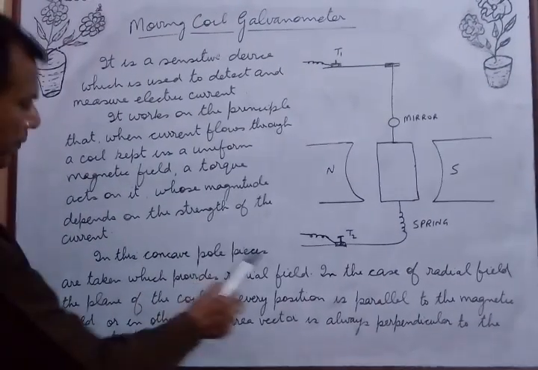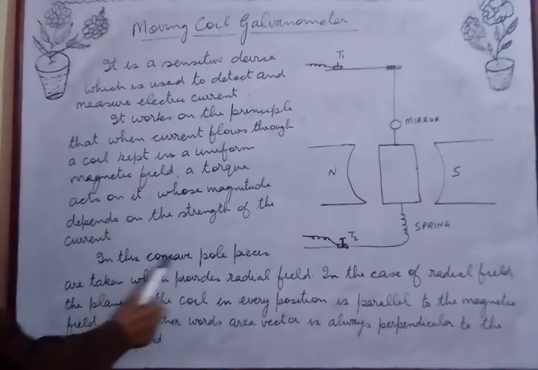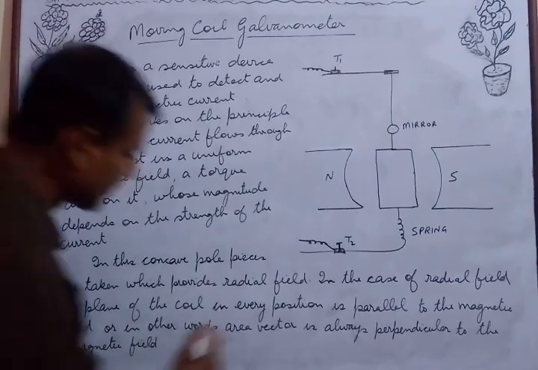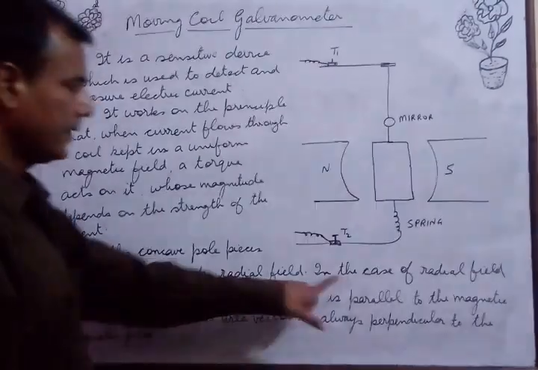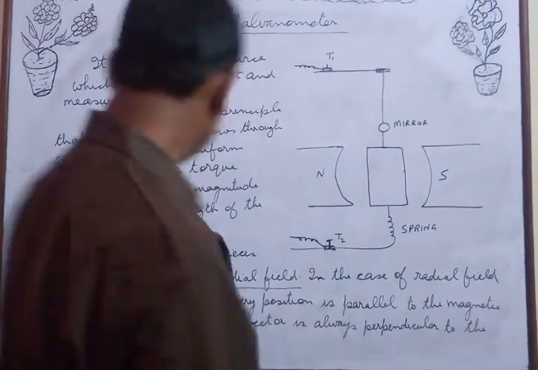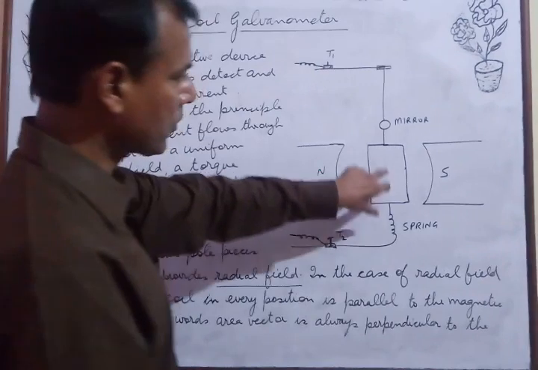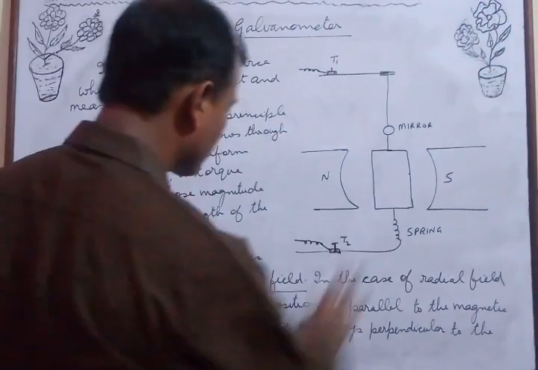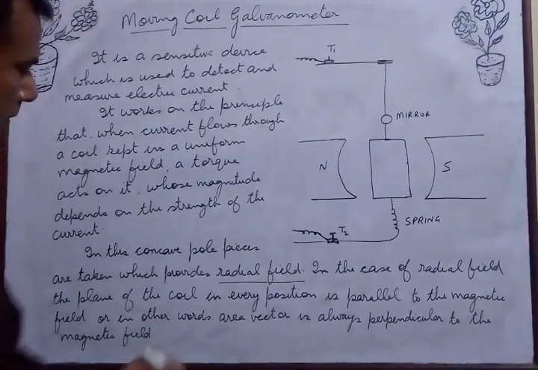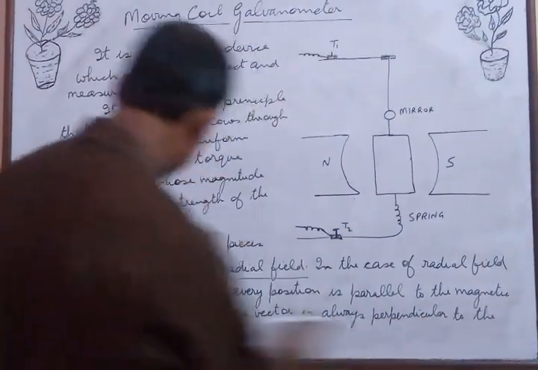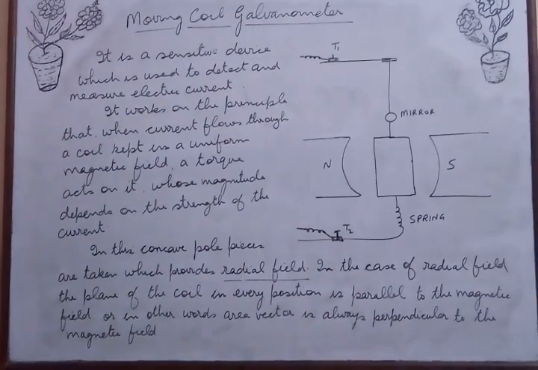In this, concave pole pieces are taken. Why are they taken? Let us see. These concave pole pieces provide a radial field. Now, what is the use of a radial field? In the case of a radial field, the plane of the coil in every position, when current flows, a torque acts on it and it will rotate. The plane of the coil in every position is parallel to the magnetic field, or in other words, the area vector is always perpendicular to the magnetic field. So this is the use of the radial field, and the radial field is provided by concave pole pieces.